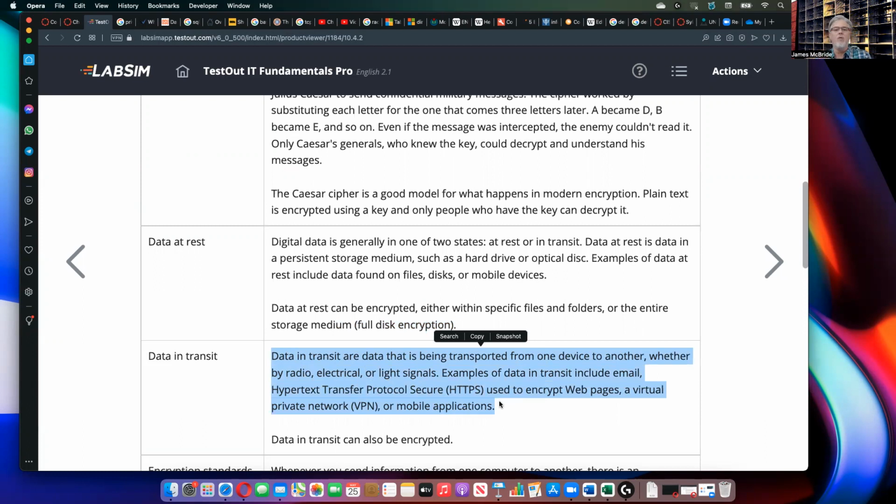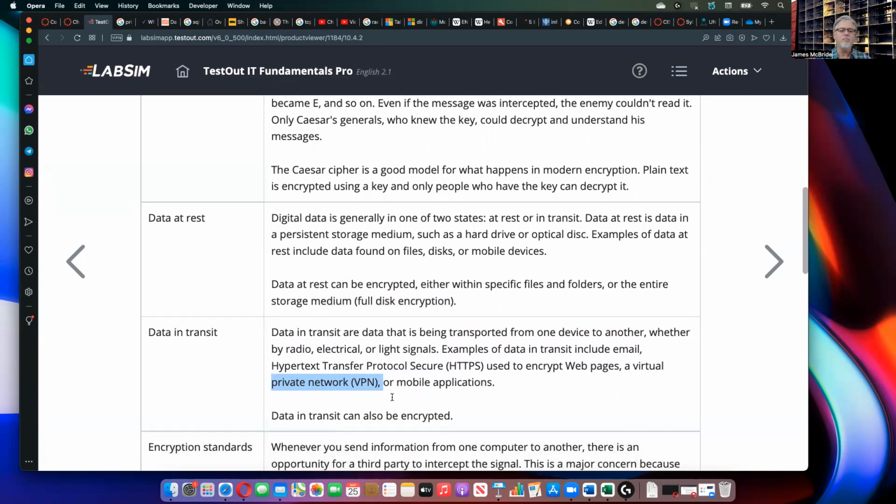And then, of course, data in transit means that we're sending the data. So we're taking the file that was just sitting there, and now we're sending it. And how do we make sure it's encrypted there? An example is Hypertext Transport Protocol Secure, HTTPS, and using a virtual private network, which is encrypting the entire channel, not just if you're connected to someplace that has encryption.